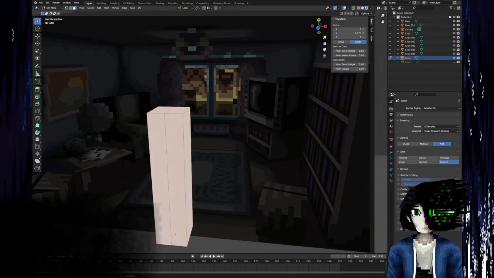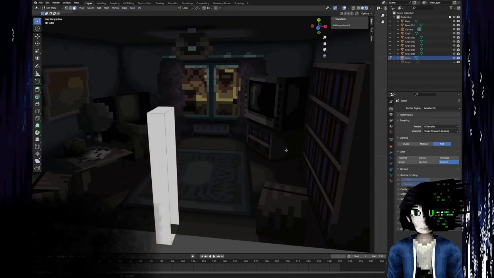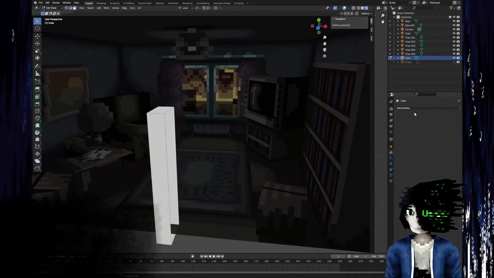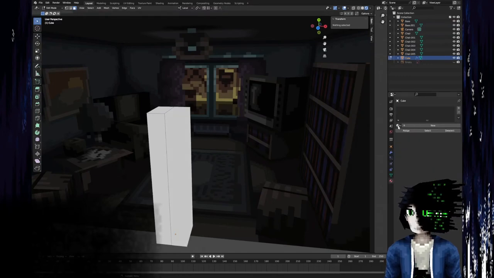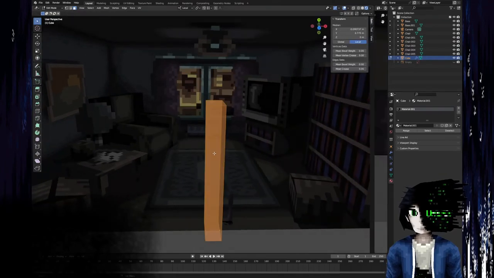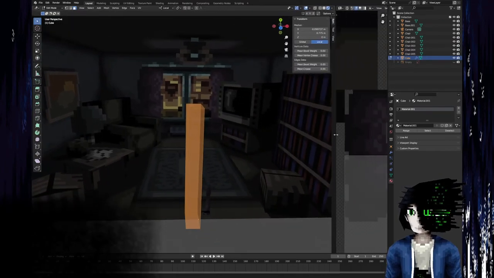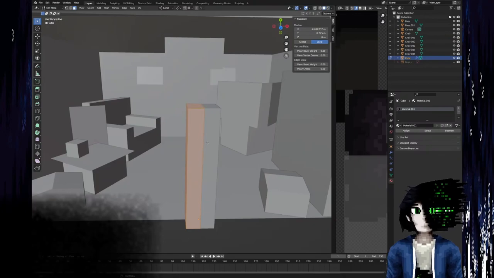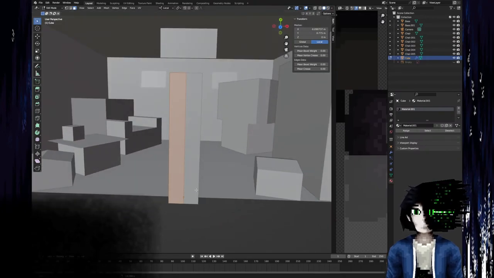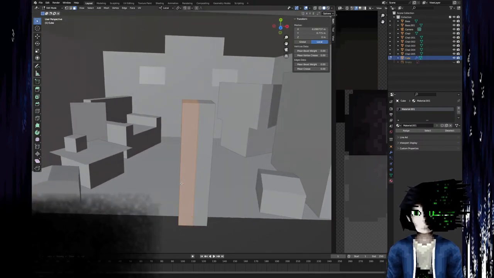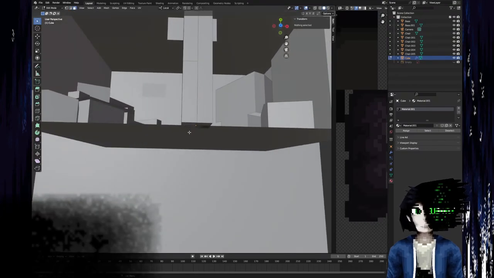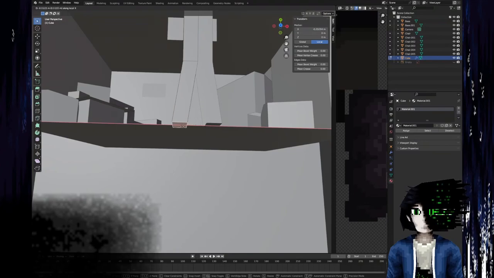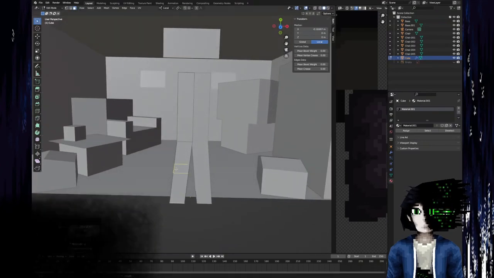So I'm going to just subdivide this down the middle and add the mirror modifier as is customary. And then assign a texture. Maybe just hold off on that. Yeah, switch over to solid view just so I can get the vague shape right. Okay, so it has actually been a hot minute since I've done character modeling. So this might look a bit weird for a bit until I find my footing again.